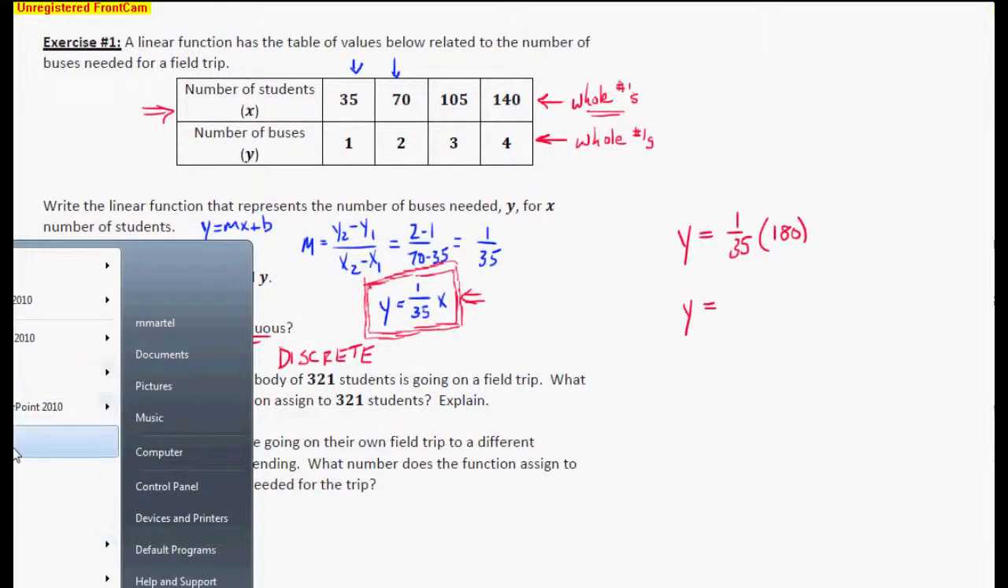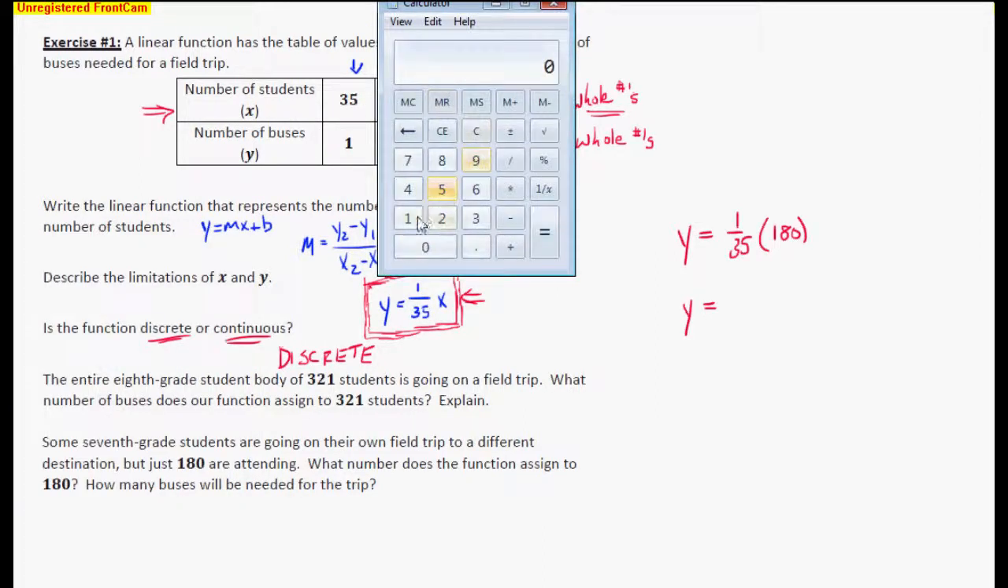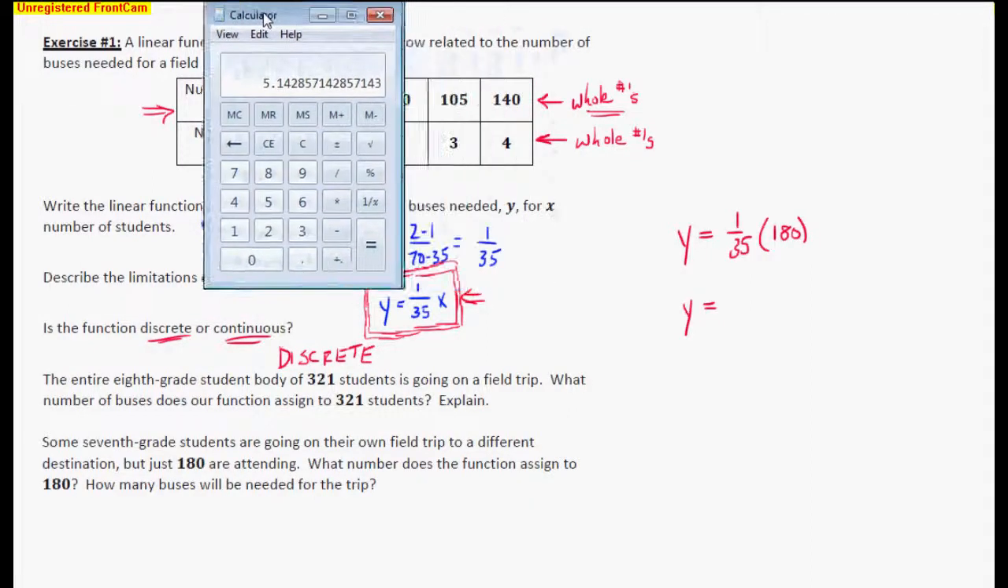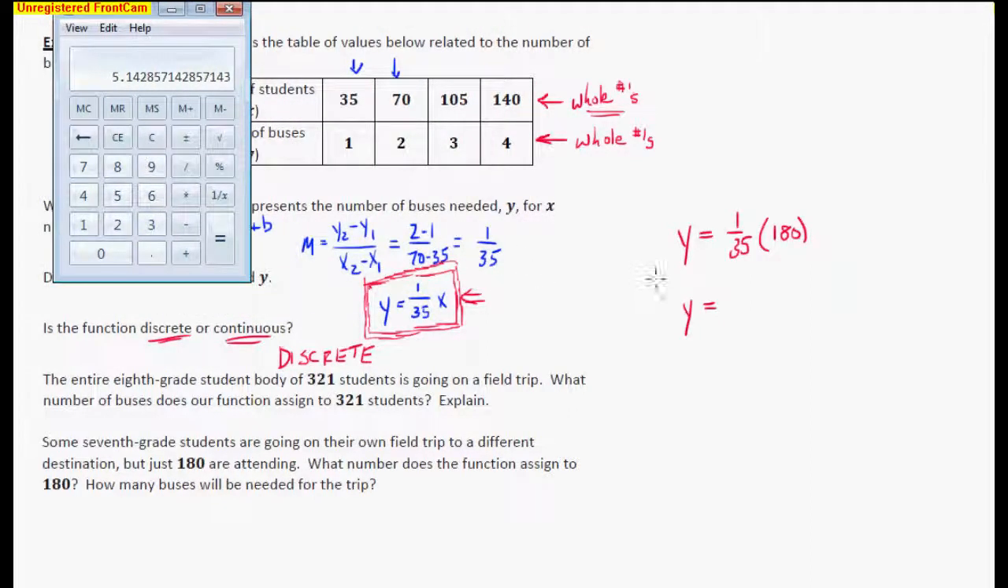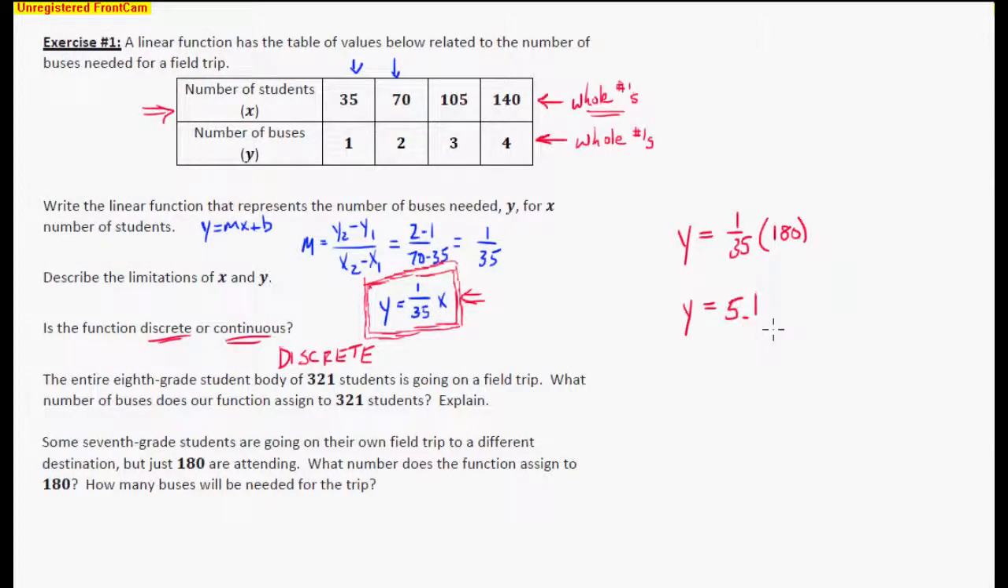All right, we plug in 180 into the number of students, and, well, the math really is the same as what we did before. Okay, but instead of 321, I have 180 divided by that 35, and what do I get? I get 5.1. Now, what we talked about before was I can't use 0.1 of a bus, right? So if that's 5.1, I'm going to need 6 buses to carry that amount of kids. All right, and I think we have one more part here.